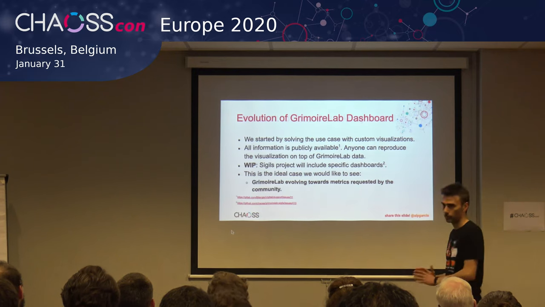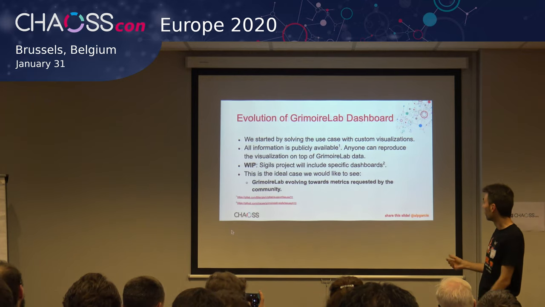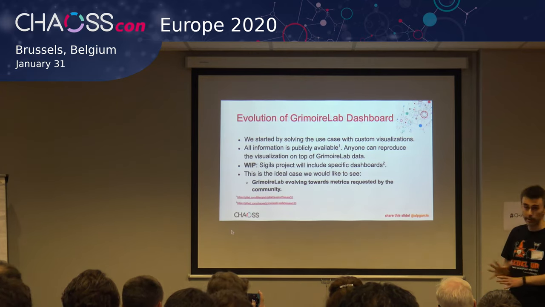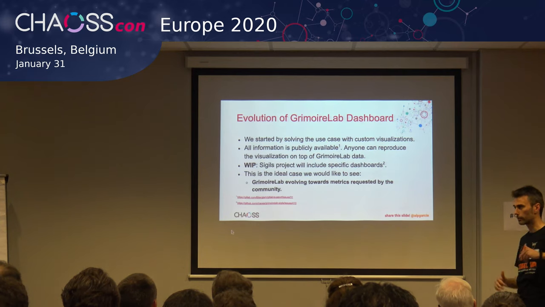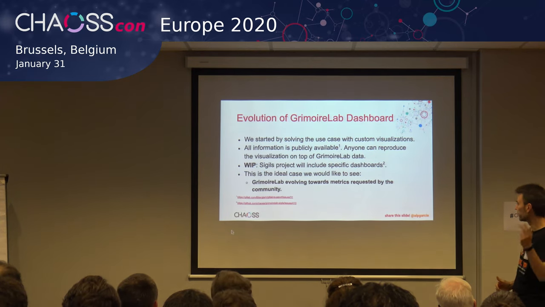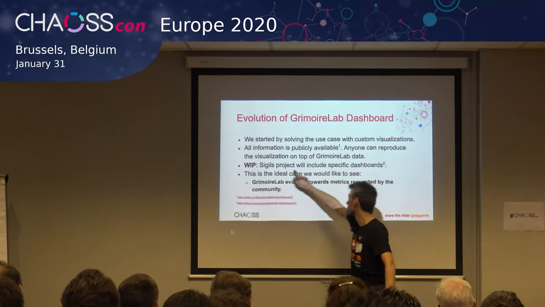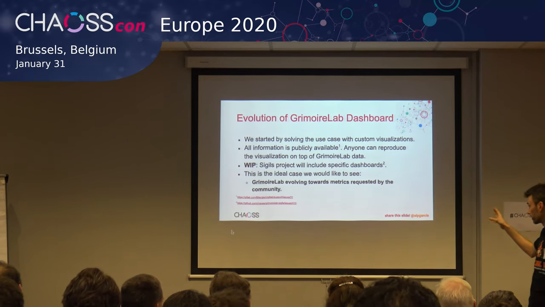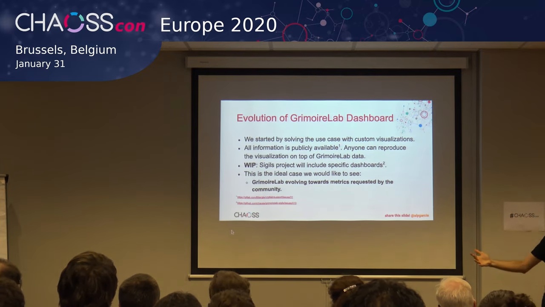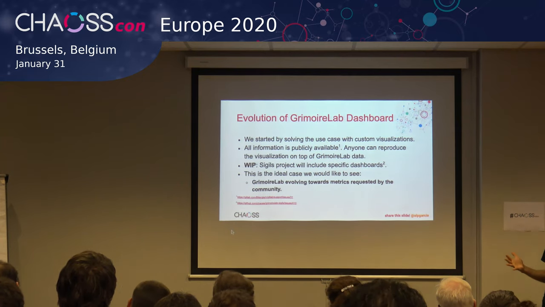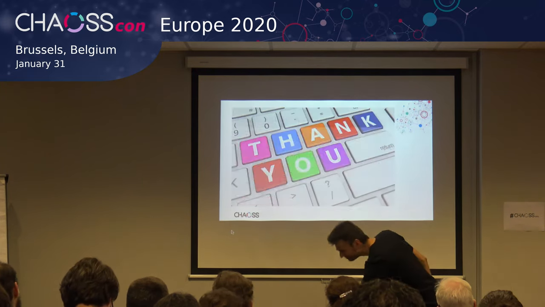And finally, just as a recap of all of this, we started by solving the use case that Ray explained with custom visualizations. All the information is publicly available, so you can go and read all the threads we have with GitLab. You can go to GrimoireLab and read the issues, and in the future you can go and read the pull request for a panel, which is the work in progress I mentioned here, because we need to build a specific dashboard around this visualization. And this is the ideal case for GrimoireLab as a community, evolving towards metrics that are requested by the community and not just by metrics that I have in my mind. Well, that's all. Thank you.